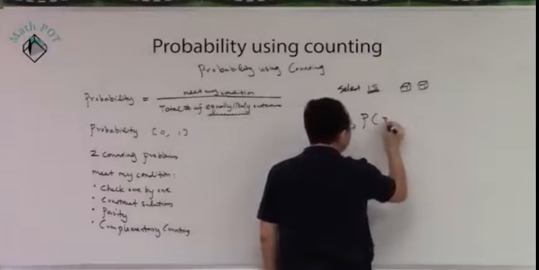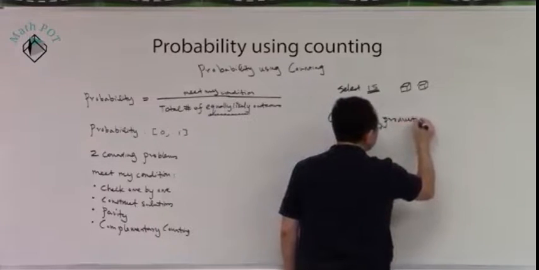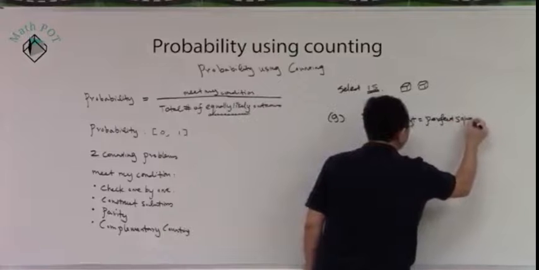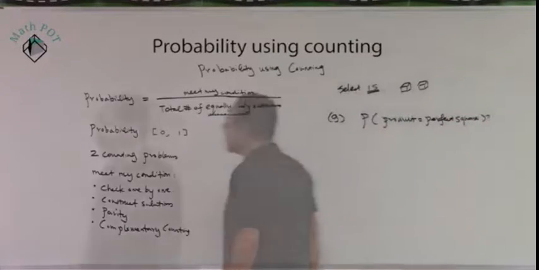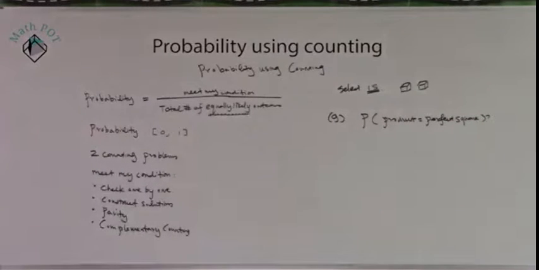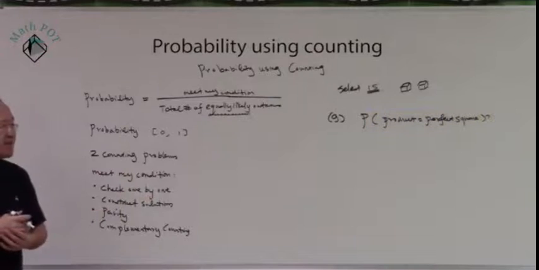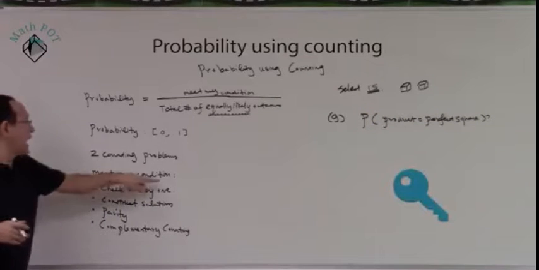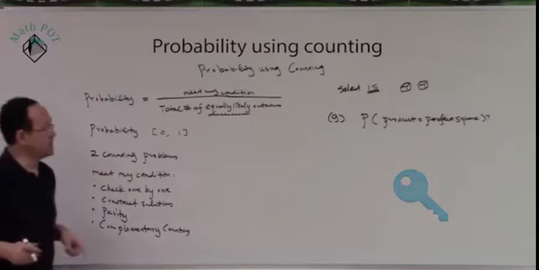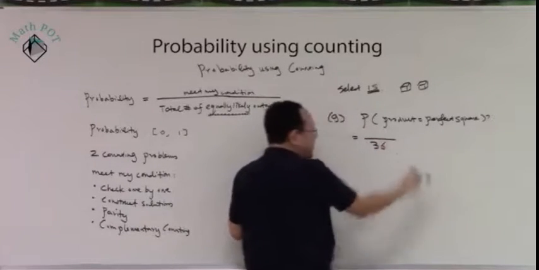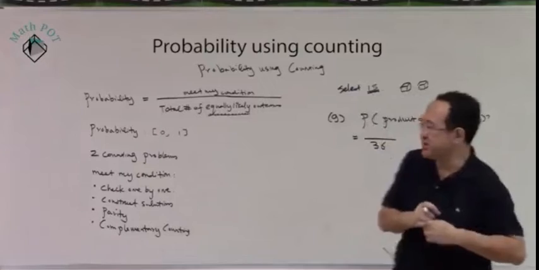Now figure out the probability that the product is a perfect square. Let's see how to solve this one. Definitely you need to understand this problem, so it could be very, very important. Still, we know the total outcome is nothing but 36. The key is to figure out how many favorable conditions there are.